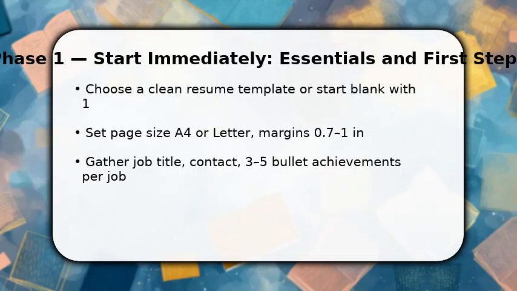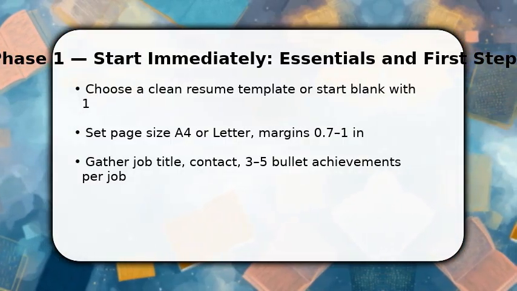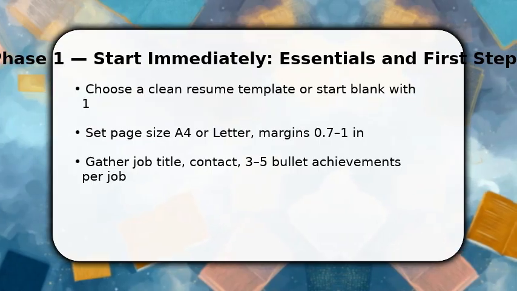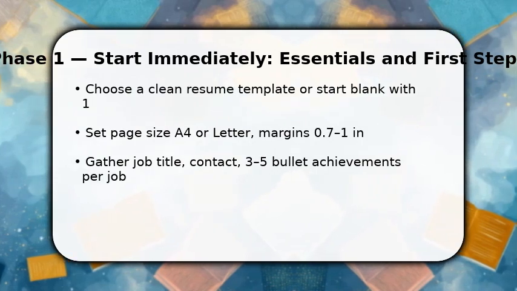Now paste your contact info, job title, and a short profile at the top. Make sure to have 3 to 5-bullet achievements ready per role. This preparation speeds layout choices and prevents rewriting later, so you can focus on structure, not ornaments.